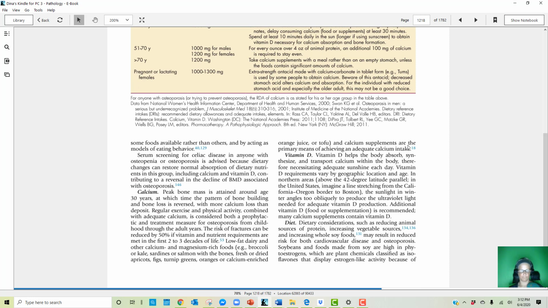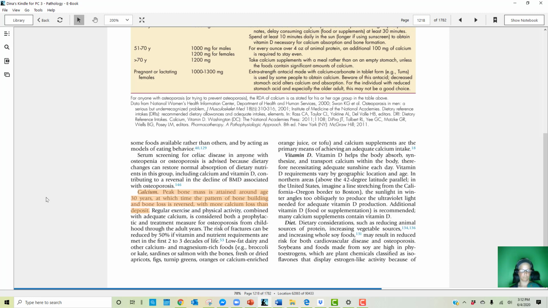Serum screening for celiac disease in anyone with osteopenia or osteoporosis is advised because dietary changes can restore normal absorption of dietary nutrients in this group, including calcium and vitamin D, contributing to a reversal in the decline of BMD associated with osteoporosis.